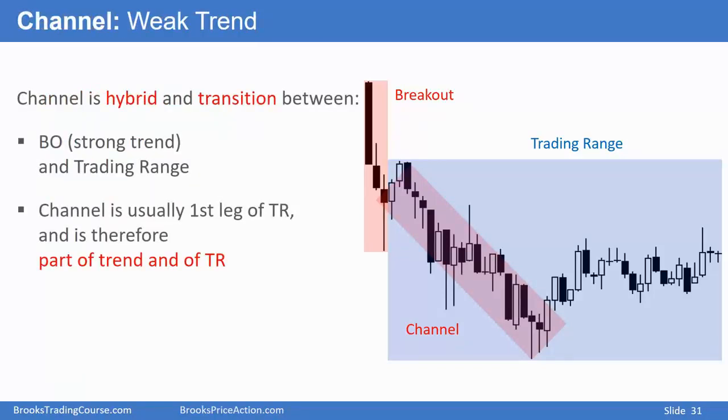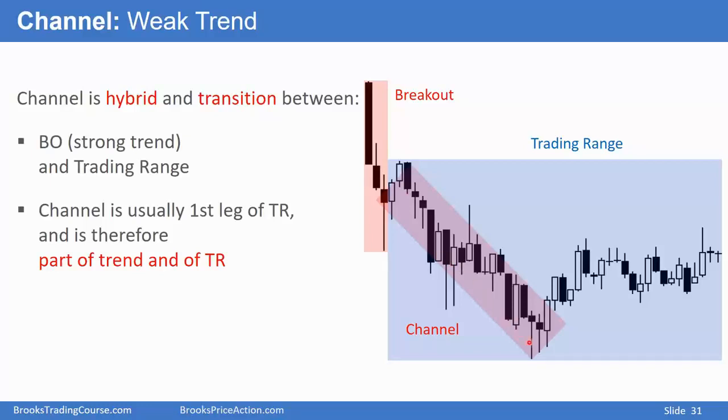I think of a channel as a transition phase, a hybrid. It has characteristics of a trend and characteristics of a trading range. And it's usually part of the transition from a trend into a trading range. We have a strong bear breakout, so a very strong bear trend, and then we have a channel with bad follow through all the way down.